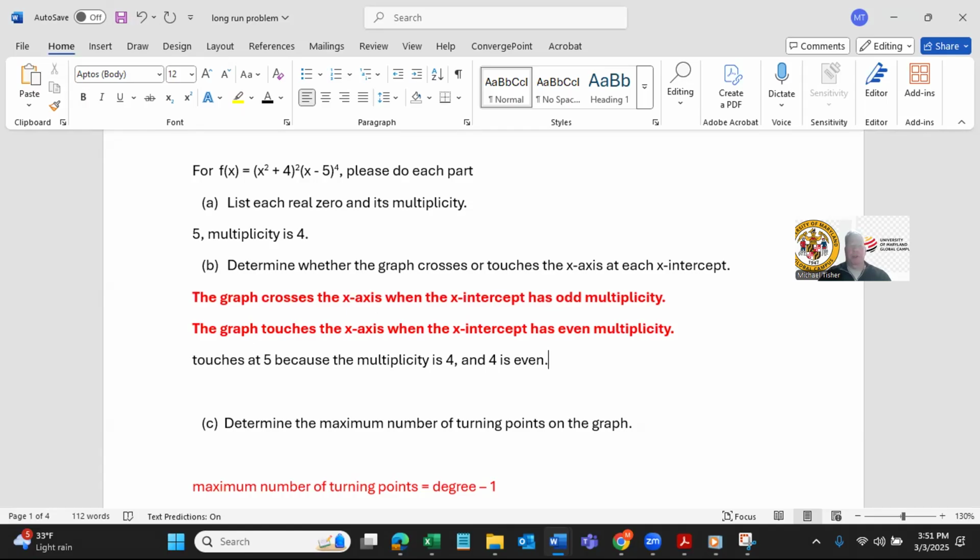All right, we have another part to this problem they want us to do, but we'll do that in the next video. So in the meantime, that's how to find the zeros of a function, its multiplicity, and determine whether the graph crosses or touches the x-intercept on that graph.